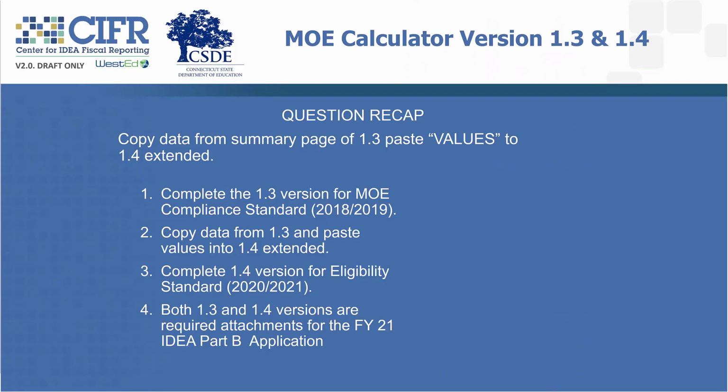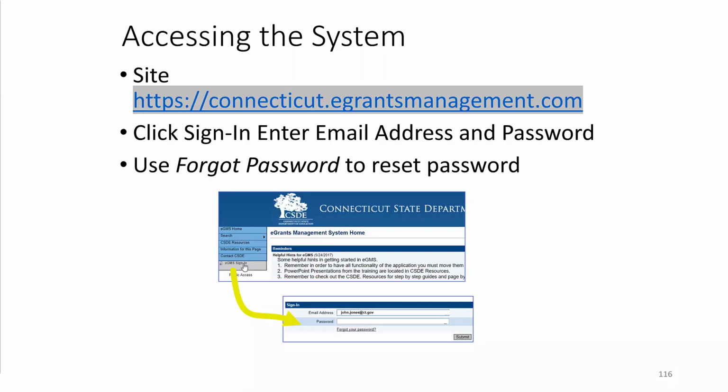Speaking of the application, here is the eGrant portal. Some of you may not have been in here for some time. This is the means by which we're going to be doing the FY21 IDEA LEA subgrantee application for section 611, which is 3 to 21-year-olds, and section 619 for 3 to 5-year-olds. You're going to click into the email address. That is your username. And if you forgot your password, follow the instructions.